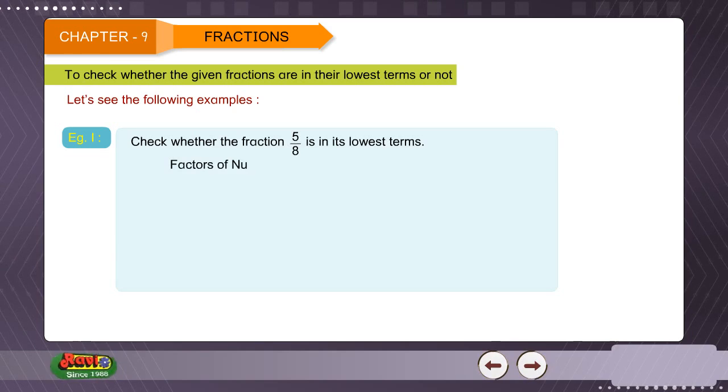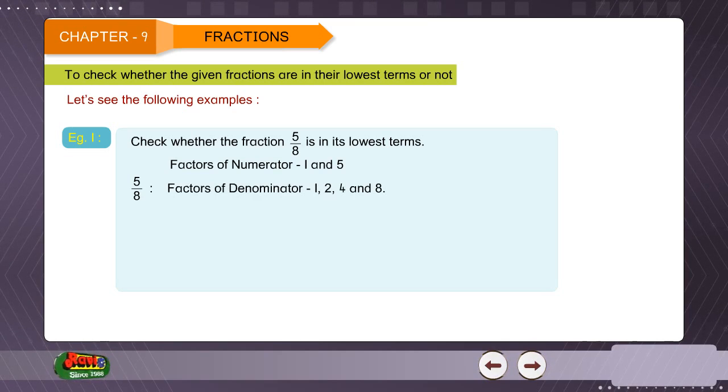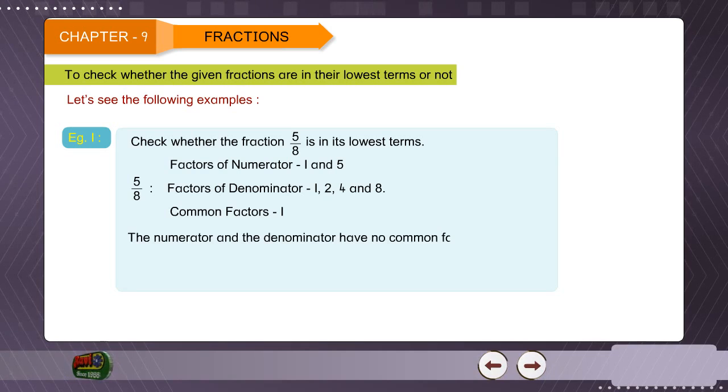Factors of numerator 5: 1 and 5. Factors of denominator 8: 1, 2, 4 and 8. Common factors: 1. The numerator and the denominator have no common factors other than 1. So, 5 by 8 is in its lowest terms.